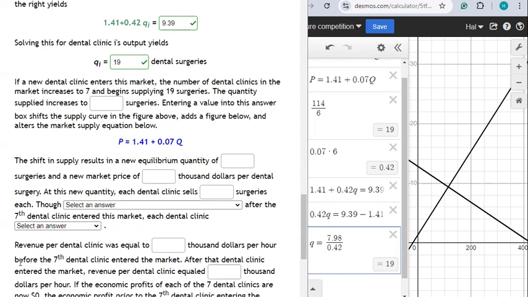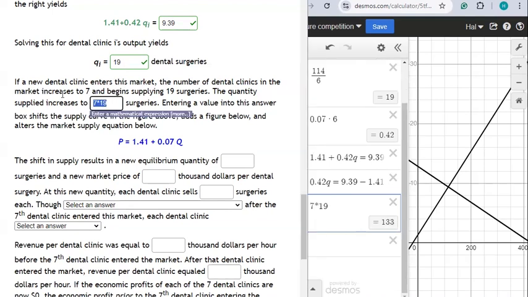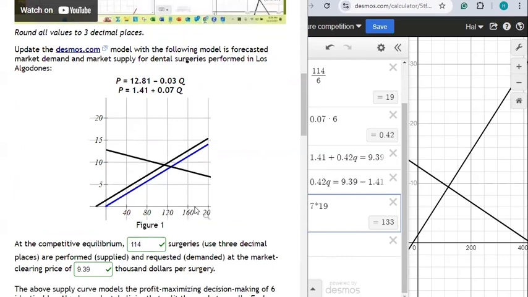So the quantity supplied increases to what? Now we have 7, each supplying 19 dental surgeries, right? What is 7 times 19? 133. So now we have a total of 133 dental surgeries being performed per hour in Los Algodones, Mexico. Now notice what happens when I enter that number. The supply curve moves to the right. If I go along this gray line from the black curve to the blue line, the difference in quantity from here to there is 19.